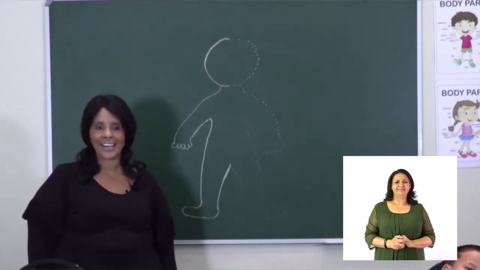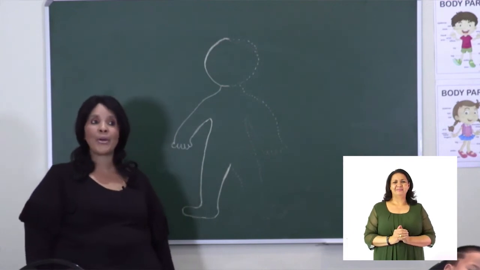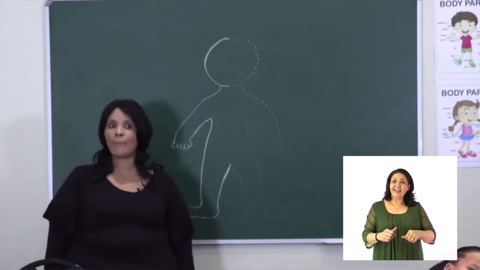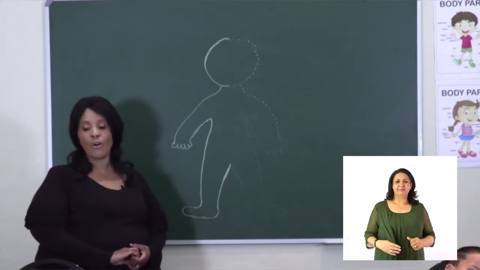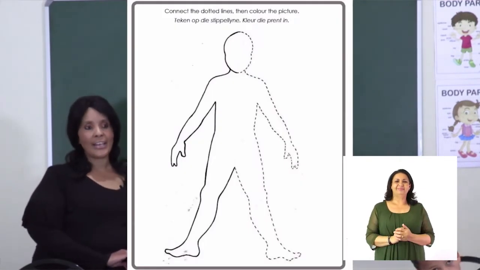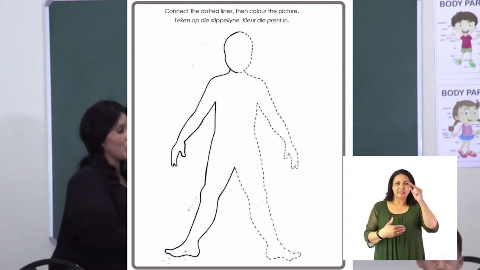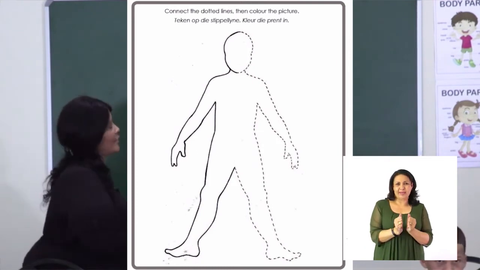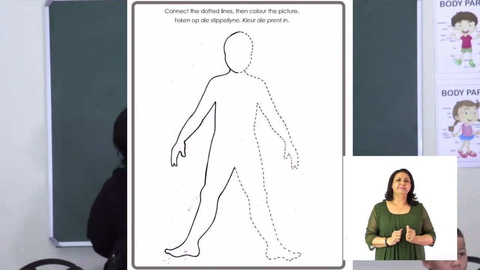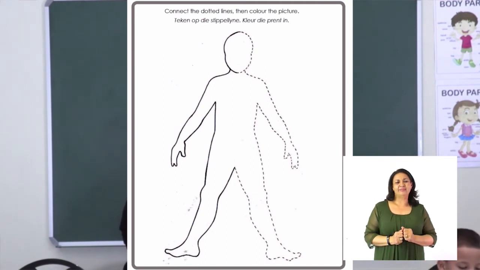Wow, well done. I know you have got them all right. Now we will go to our next lesson, which is our body. In this lesson, I want you to take your pencil or a crayon and I want to complete the rest of the body. And I will help you do it. We will all do it together. Take your pencil or your crayon and we will start. We go around.